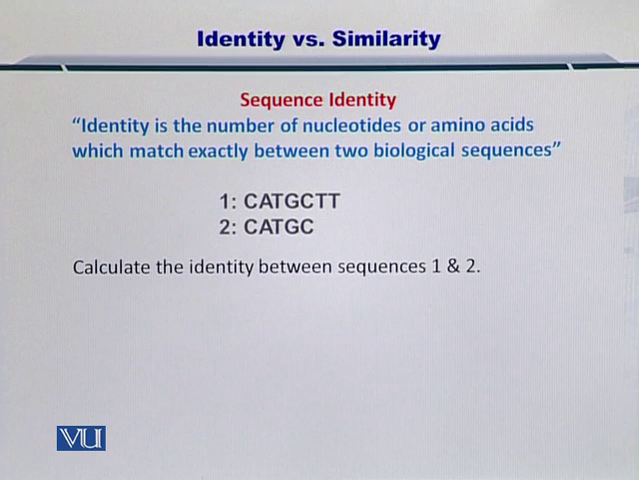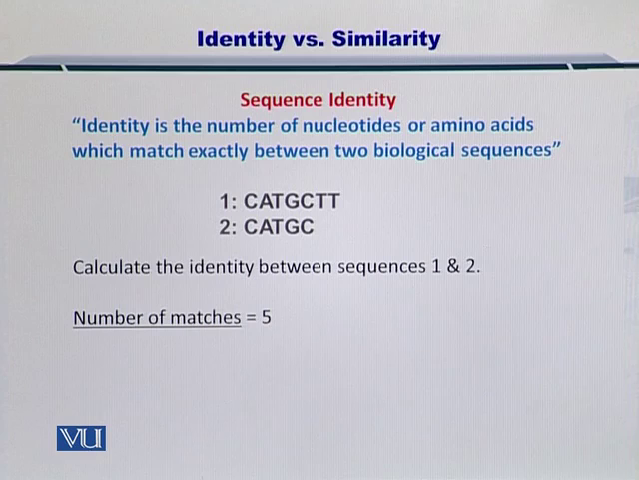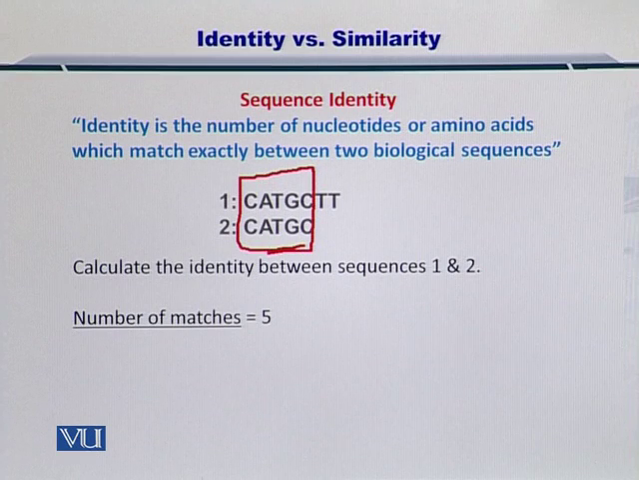The first thing that I need to do is count how many matches exist between these two sequences. As you can obviously count, the first nucleotide C matches, the second nucleotide A also matches. Similarly, the next three nucleotides T, G and C also match. So in total, you have 5 nucleotides that are matching exactly between these two sequences.